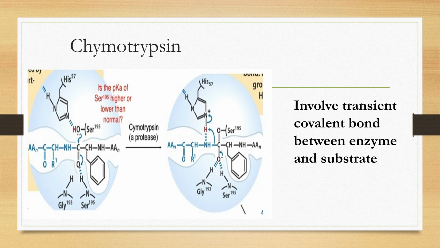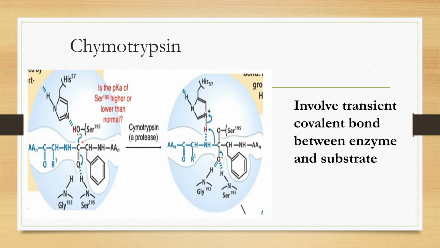Now this blue color is nothing but your chymotrypsin. This is the active site of your chymotrypsin. In the active site you have your polypeptide chain which has to be broken down. Now you see different residues at the active site of your chymotrypsin: histidine, serine, glycine, serine. These are the different amino acid residues which act upon your polypeptide chain to break it.